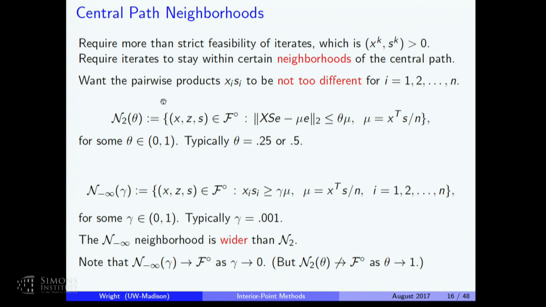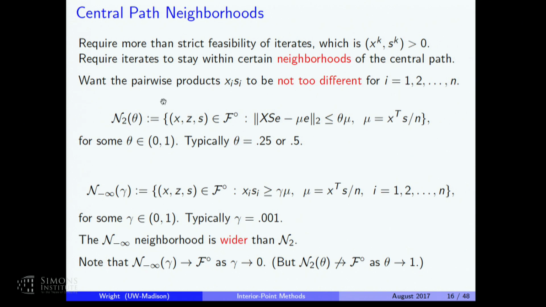There's another one, which is the one I'm going to talk most about, which is a more generous neighborhood. That one just says you pick some value of gamma between 0 and 1. Typically, you choose it to be quite small, 10 to the minus 3, say. And you insist that all of the xi, si's are at least gamma times mu. So they're within a factor of 1,000 of their average value. Okay? No one can be way closer to 0 than the others.